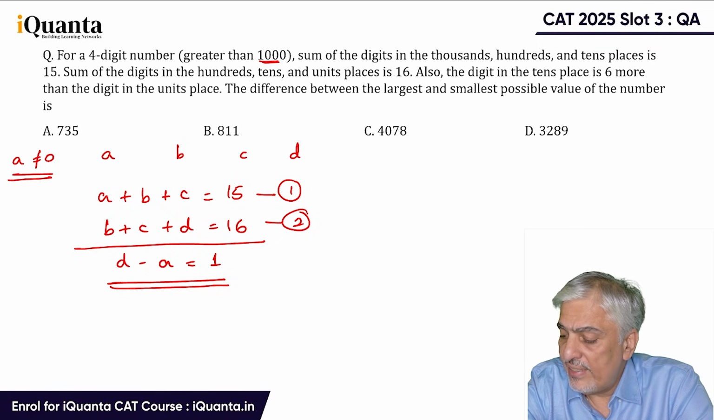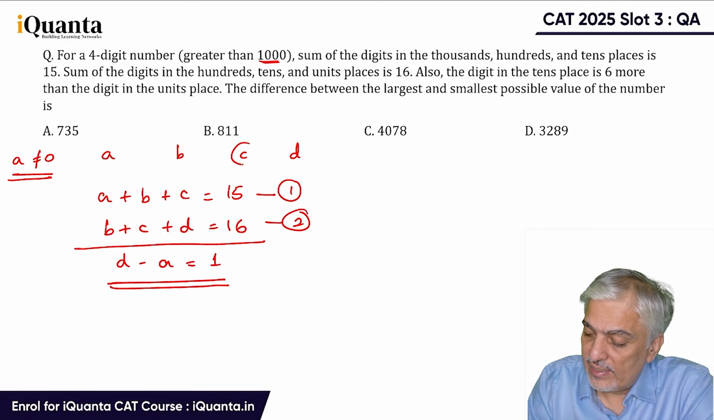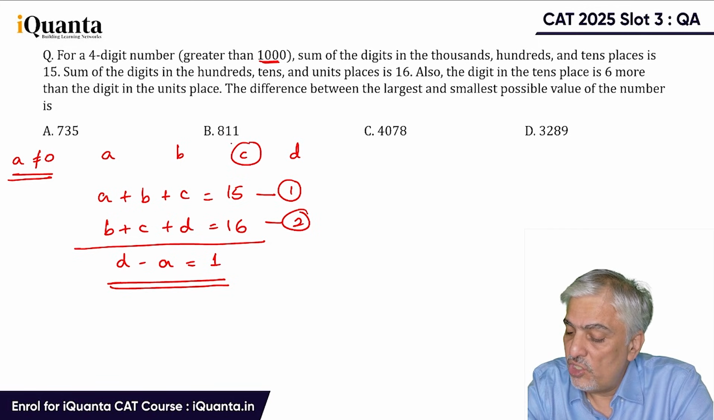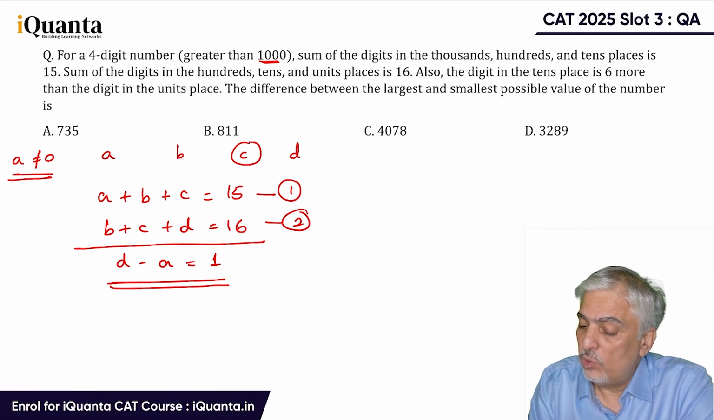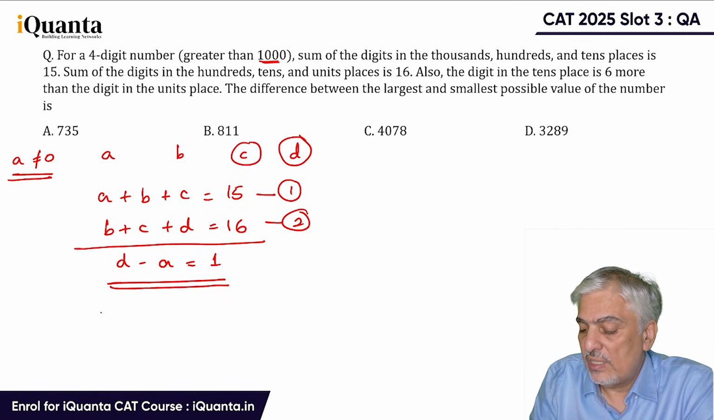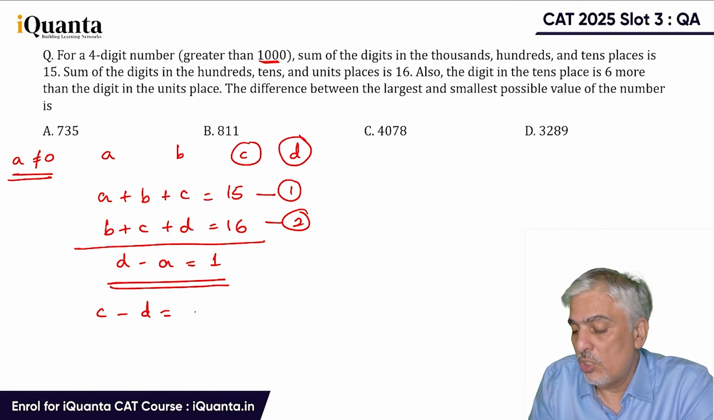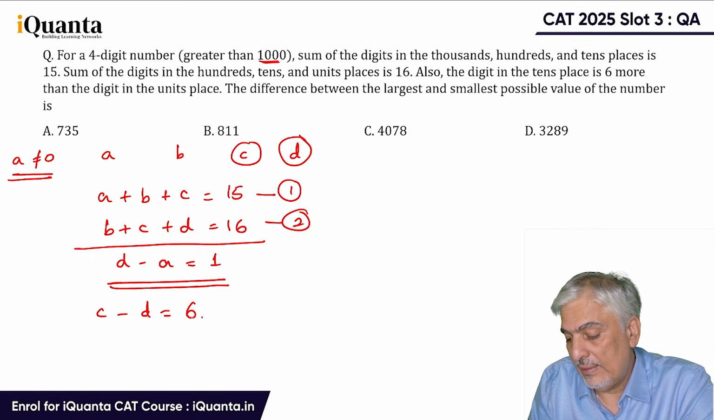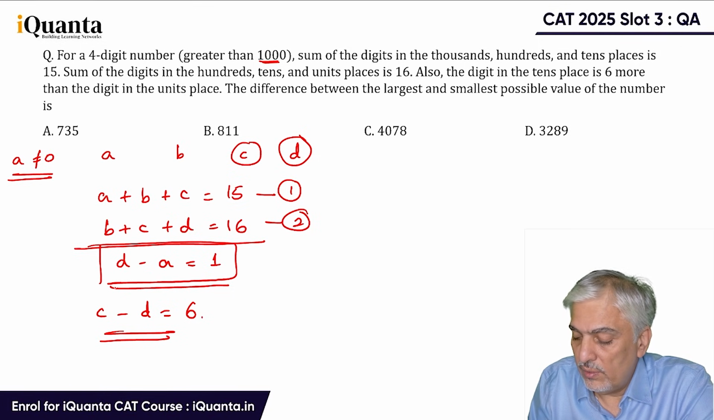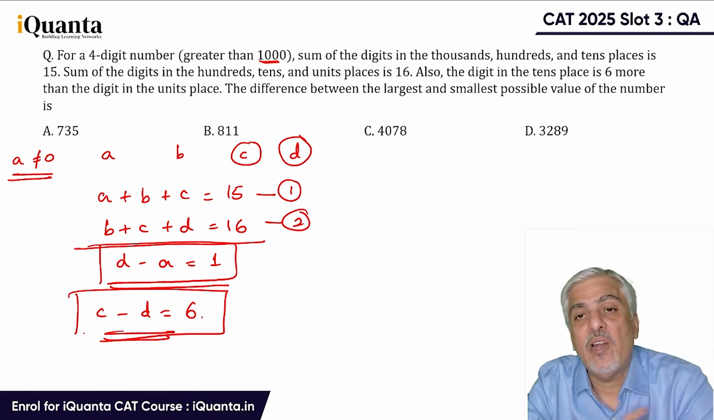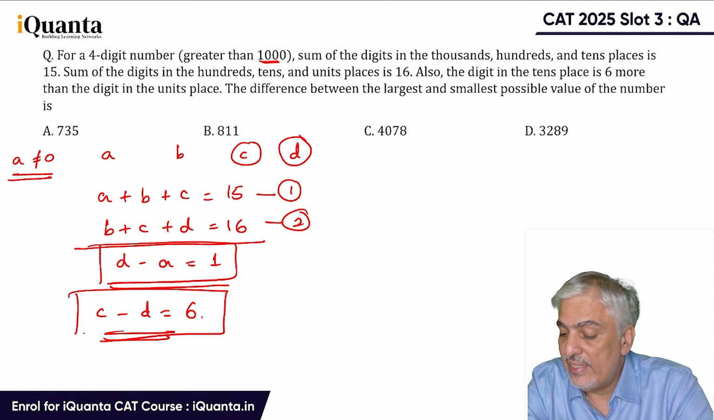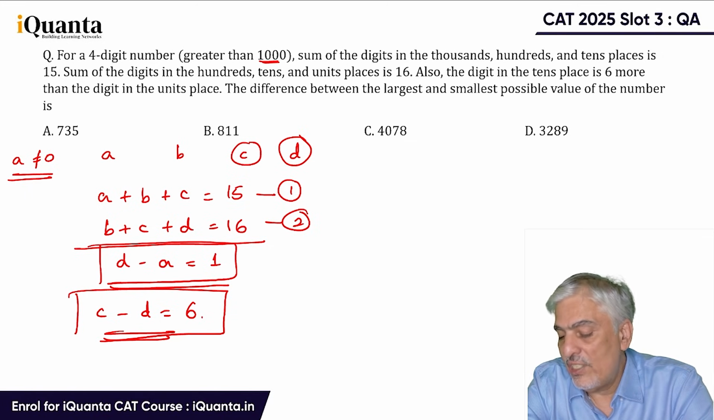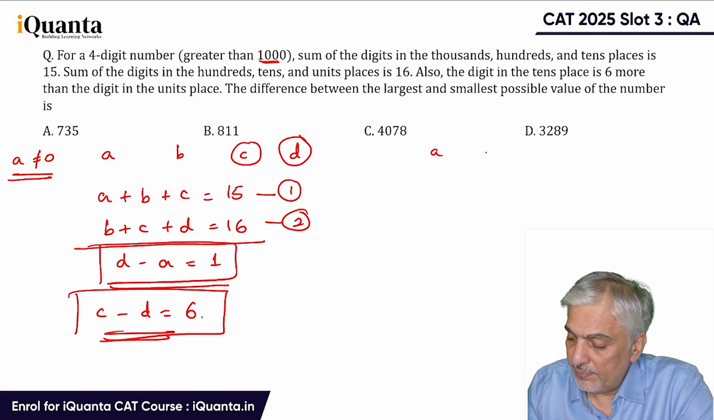Also, the digit in the tens place, C, is 6 more than the digit in the units place. So C minus D is also given as 6. So we have these two conditions now. Obviously, we still can't find the complete number. There'll be cases. The difference between the largest and the smallest possible value of the number is what? So let's take different cases for A, B, C, D.